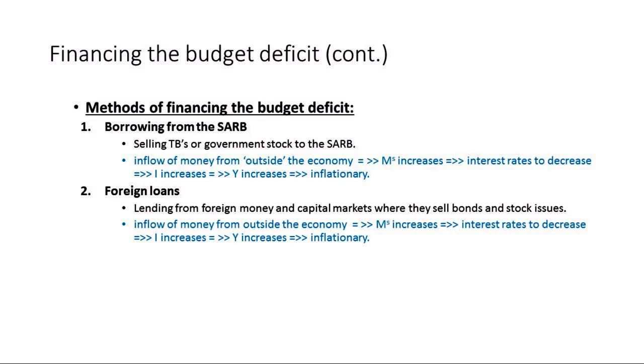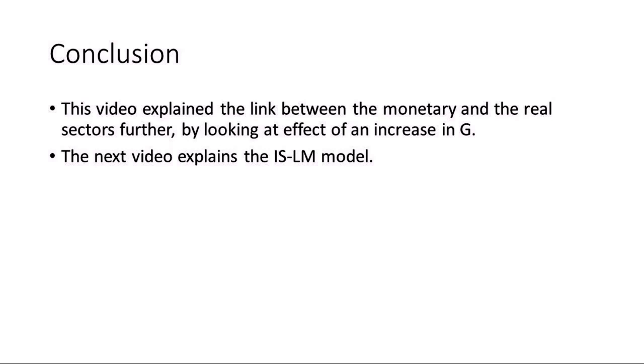A similar story happens in the case of foreign loans. The government borrows from foreign capital markets. They sell bonds abroad, and again, that's money flowing in from outside the economy, increasing the money supply, decreasing interest rates, increasing investment, increasing output, but again, very inflationary and not something that we would like in the long run.